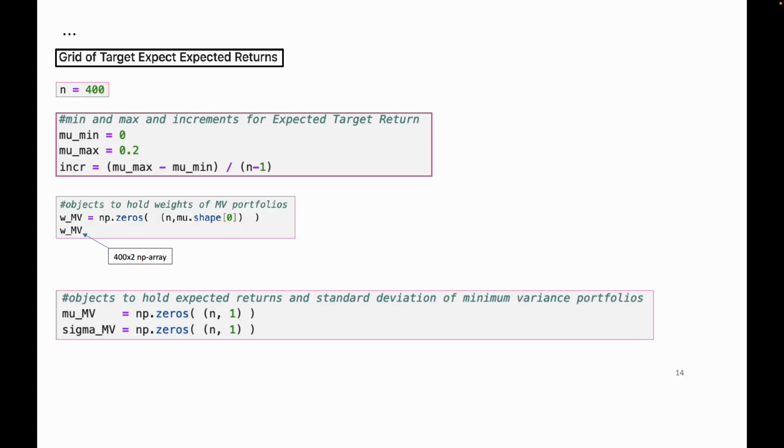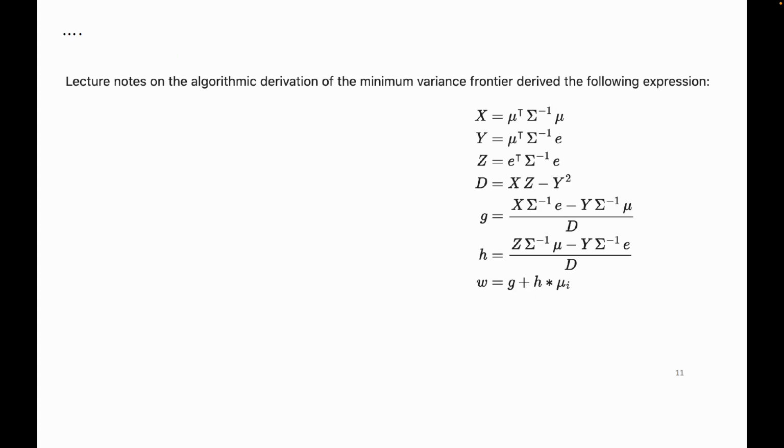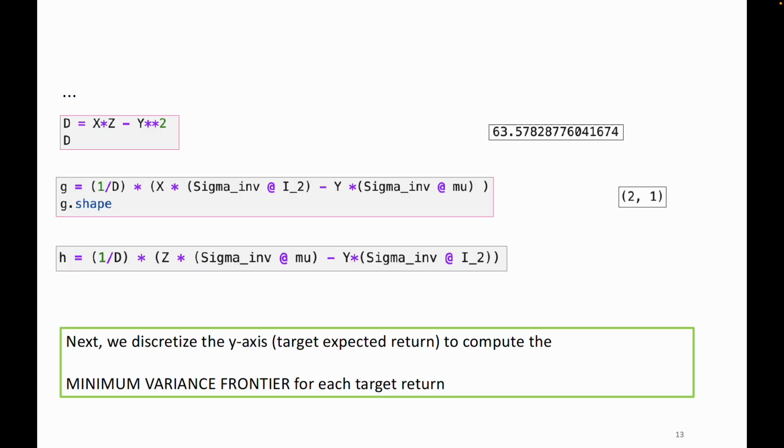We know from the algorithm, if I go back, we are now running through different values of mu I and then simply multiply them by h and add the g. Yeah, that's the step we are doing. And we know the first mu I we consider will be 0, the next one will be the increment, the next one will be 2 times the increment, all the way up then to 20%.